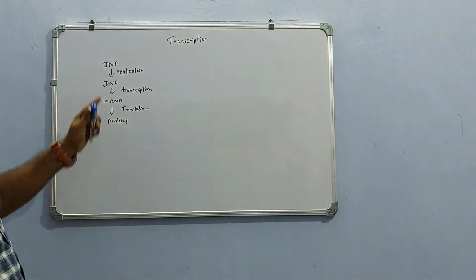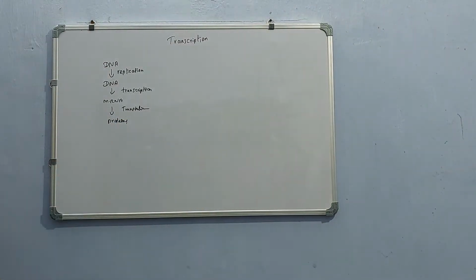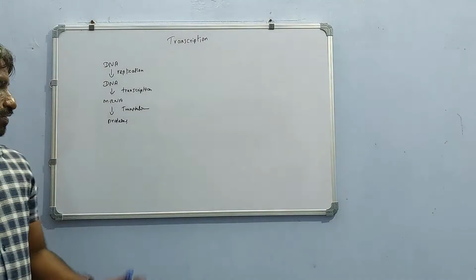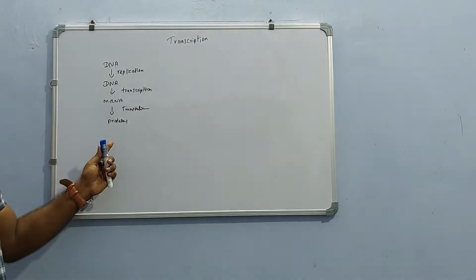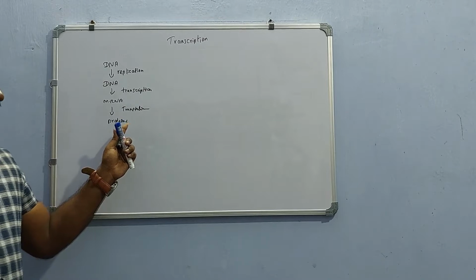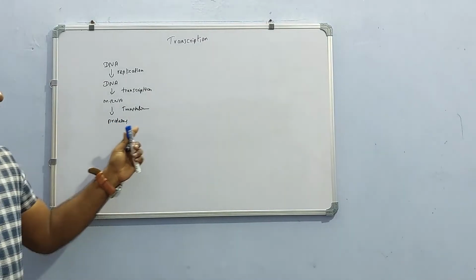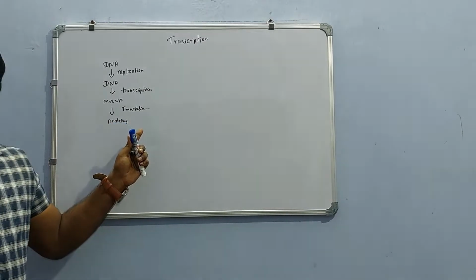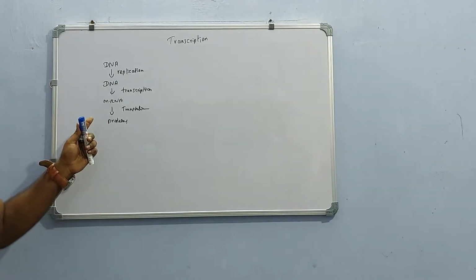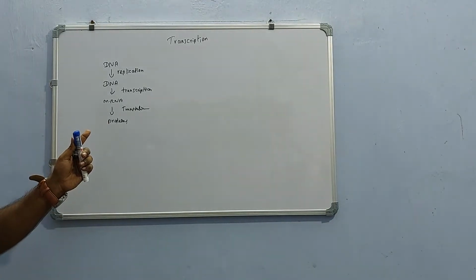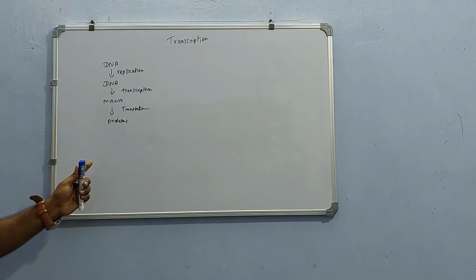This is what you call the central dogma of all biology. This process cannot be reversed. Proteins cannot be used to make proteins, or to synthesize mRNA. So this is the central dogma of biology.